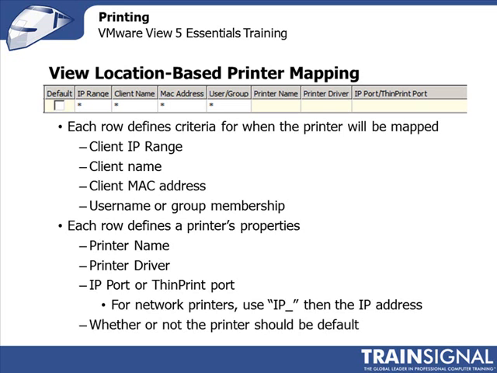In addition to the criteria, each row also defines a printer's properties, including the name you want to give the printer, the driver that the printer will use, which must be installed in the parent image, and the IP port or thin print port. If you're connecting directly to a network printer, you'll need to prepend the IP address with the text IP underscore, so that the View agent knows that it's doing a direct connection to a printer, rather than using a thin print server. And finally, you can define, based on the checkbox, whether or not the printer will be the default printer.